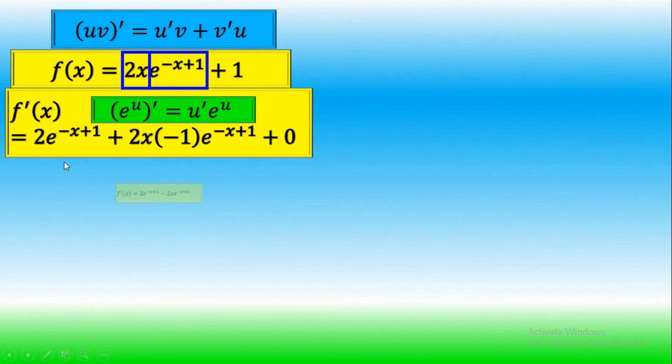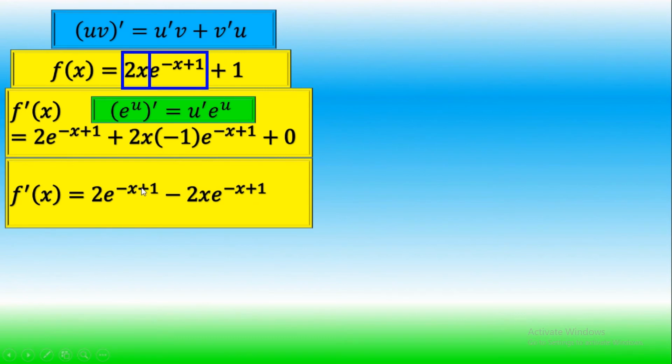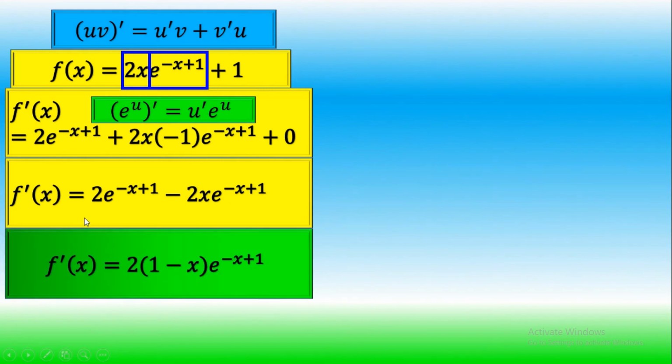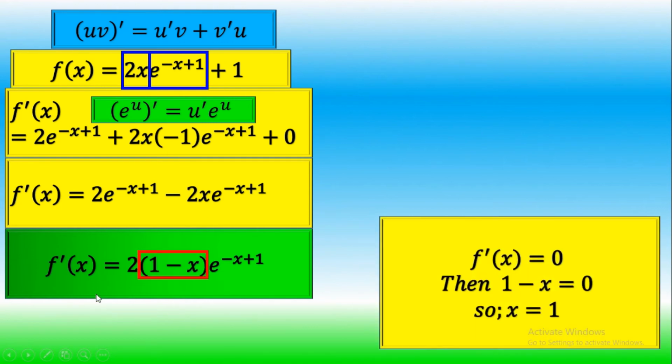Well, now we just calculate them. So it's 2 exponential minus x plus 1. Here, plus times minus, minus 1 times 2x, it will be 2x exponential minus x plus 1, we copy it. Plus 0, it doesn't affect. Now we can take here, if you know something, 2 exponential minus x plus 1 is common on both terms. So we can take 2 exponential minus x plus 1. What remains here? Nothing, which is 1. Minus, we copy it. What remains here? X. So it's 2 into 1 minus x exponential minus x plus 1.